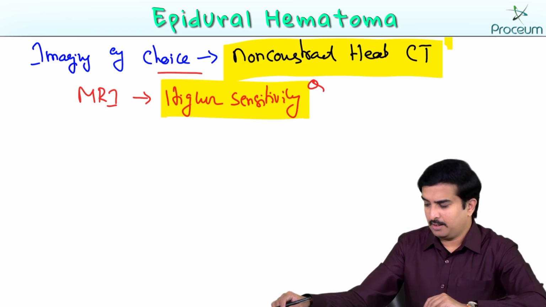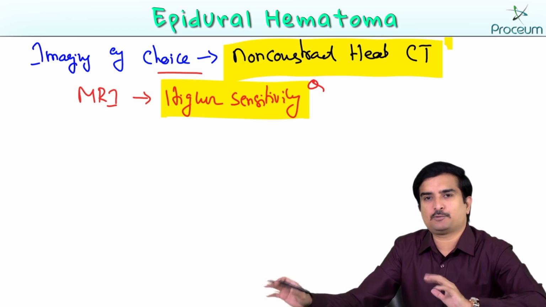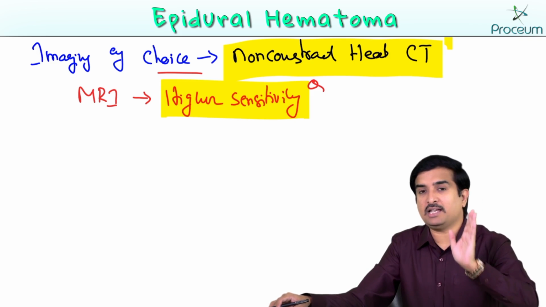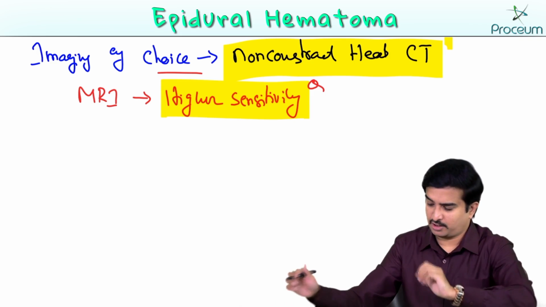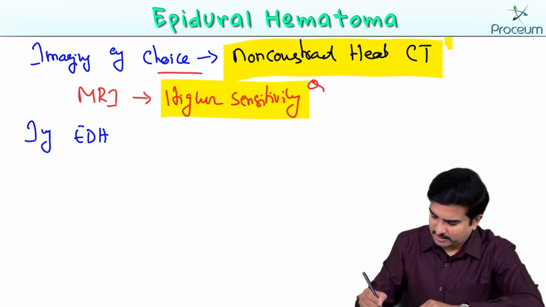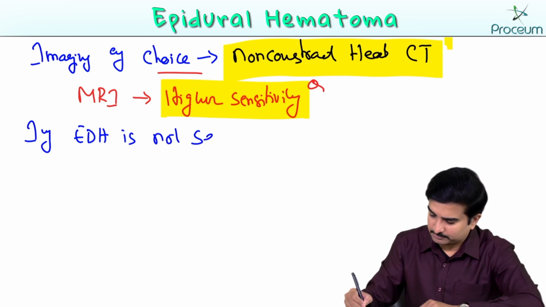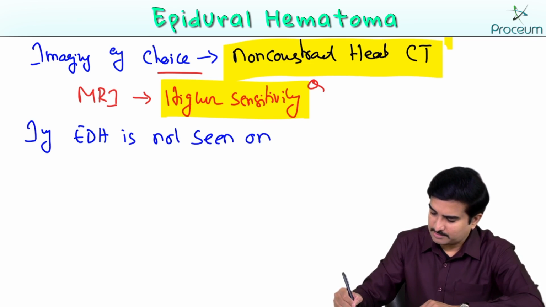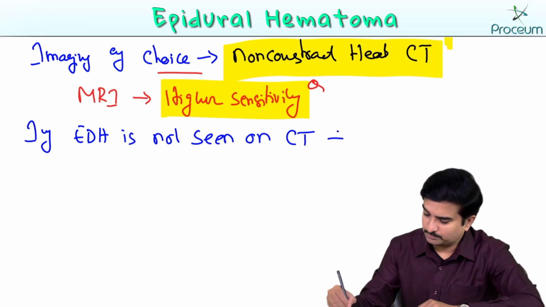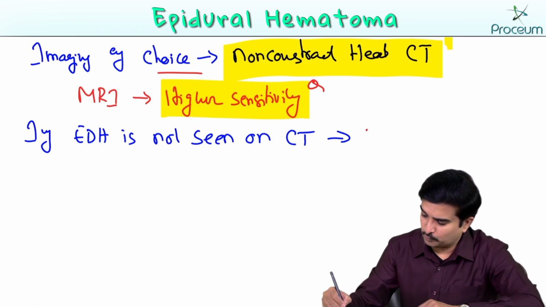So that is another reason that MRI is not considered to be the imaging of choice. But remember, if there is a strong suspicion of epidural hematoma, but no hematoma is visible on CT, concentrate on this point very clearly. If hematoma is not seen on CT, then what will you do? Yes, of course, you have to go with MRI.